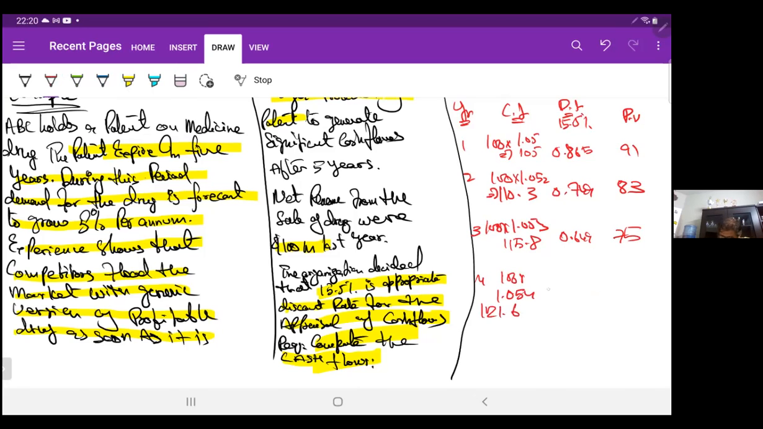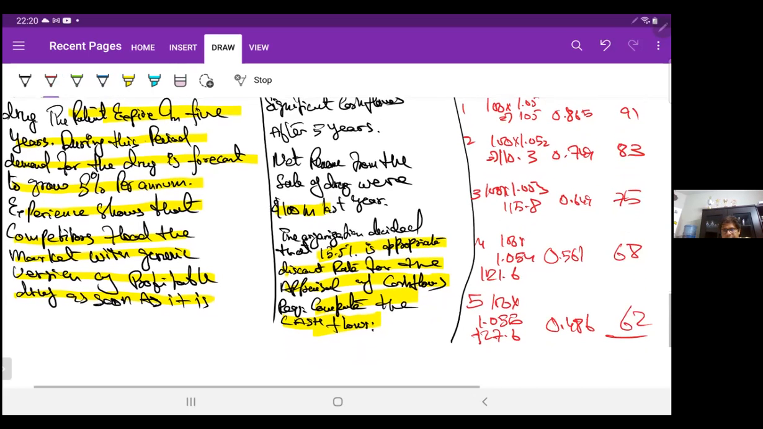It's 0.561, 68, and lastly, year 5, 100 into 1.055, and we'll get 127.6, 0.486, and I'll get 62. I'll get what we will get.